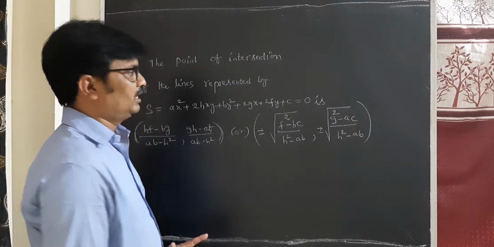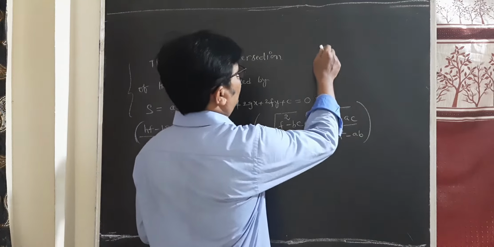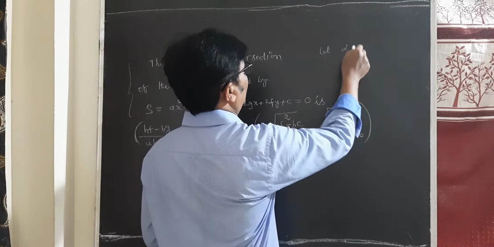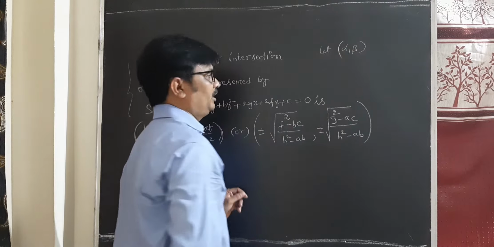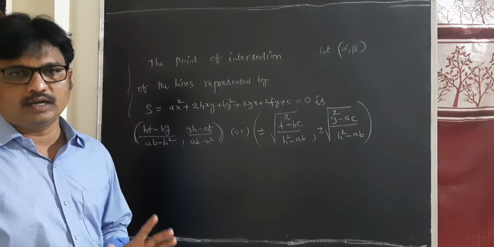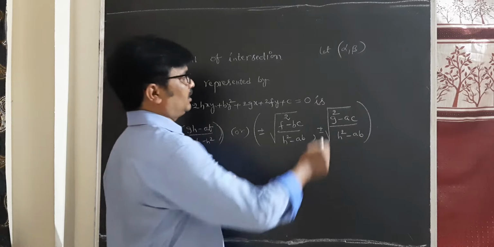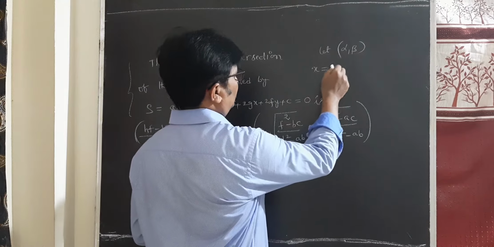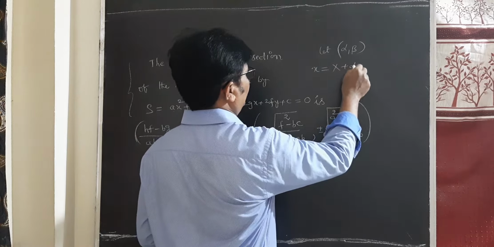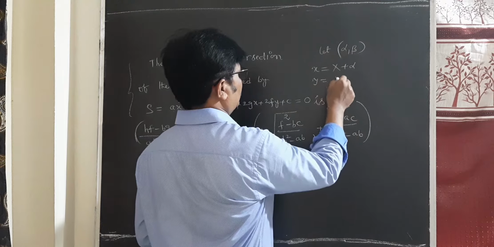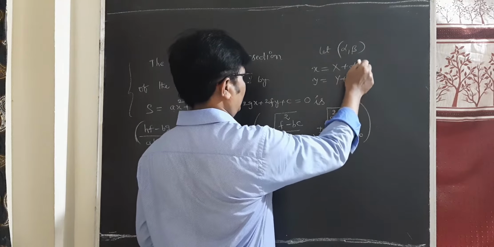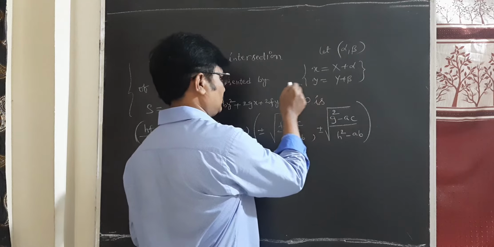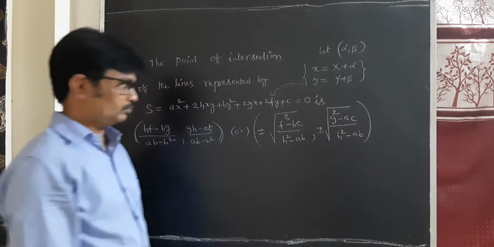Dear students, in that case we take the point of intersection as alpha comma beta. After that, by the translation of axes, small x is capital X plus alpha and small y is capital Y plus beta. So these are substituted in this equation.